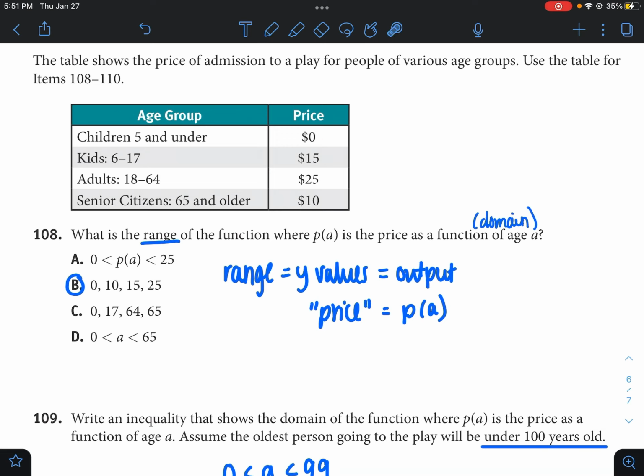All right, if we look here, this is saying that we go from 0 to 25, but we don't include 0 or 25. Well, that doesn't make sense because right here it's 0 and right here it's 25. Okay, then if we look at C, 0, 17, 64, and 65, those are just possible ages. Okay, so that doesn't match. And then D is saying from 0 up to 65, not including either one of those numbers. Again, that's looking more at the age group than it is the price. Okay, so that would be our answer.